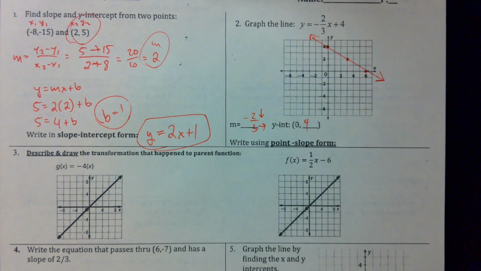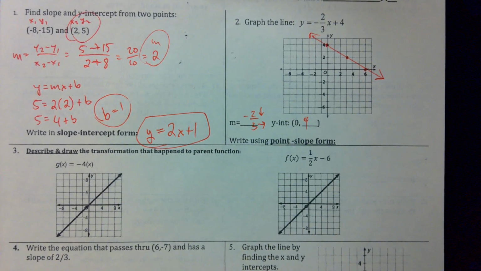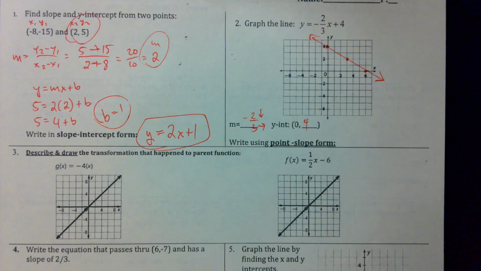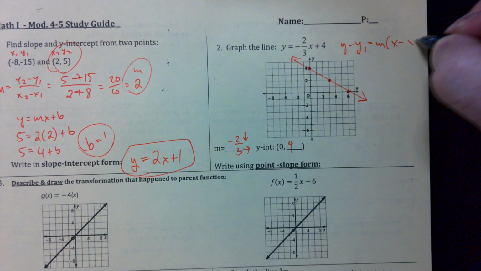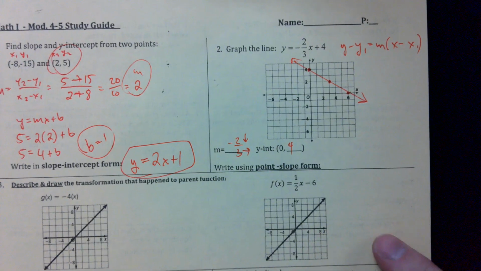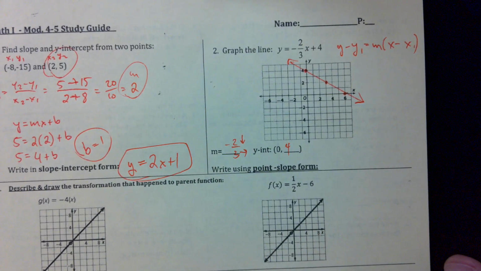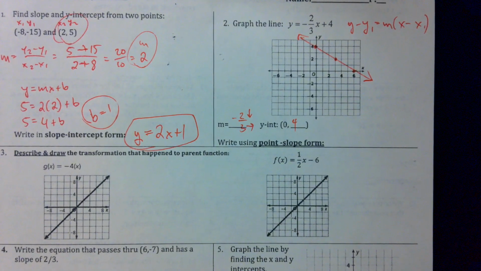Now, write using point slope form. What do I need to know in order to write an equation in point slope form? Okay, so that's what the formula is, right? y minus y1 equals m times x minus x1. What are the 2 things I need to know in order to plug into this equation? I need to know the slope and a point on the line. Which point on the line? Any point on the line.